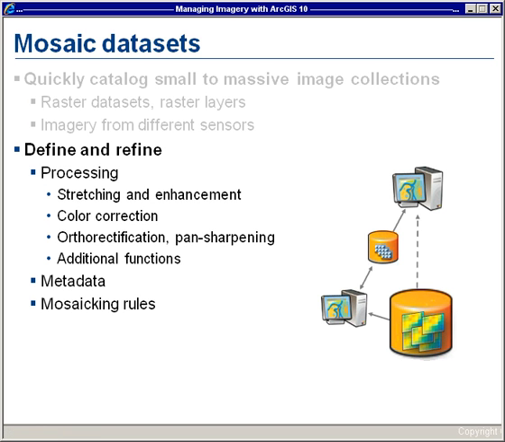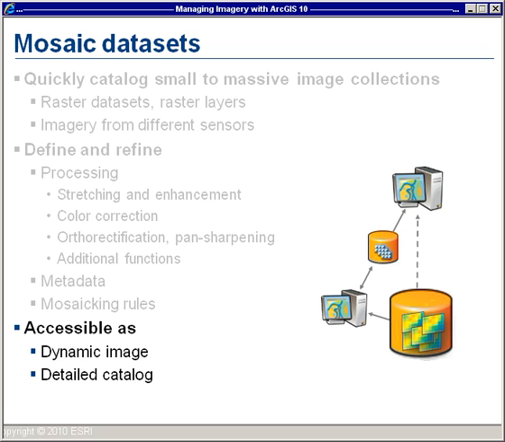The Mosaic dataset allows you to define the output of imagery from the Mosaic dataset by defining processing that would be applied on the fly, such as enhancements, color correction, pan sharpening, and more. And you have the ability to define rules for how the imagery will be dynamically mosaiced. There are 2 main ways in which you can access a Mosaic dataset: as a single image, almost like a regular raster dataset, or as a catalog.